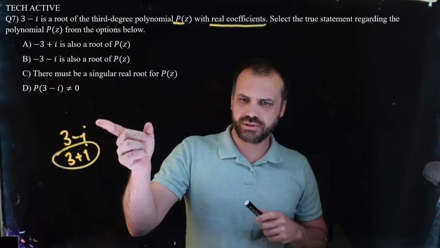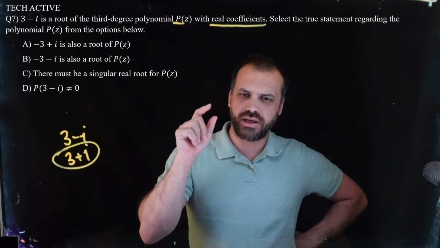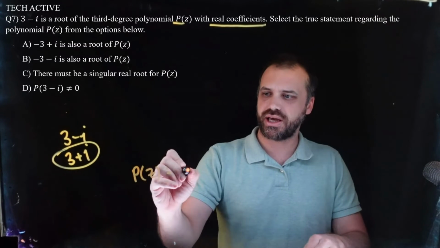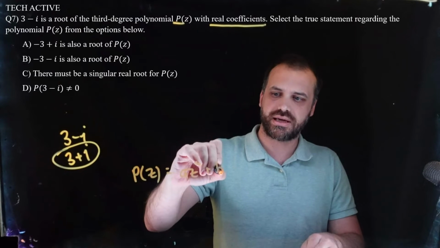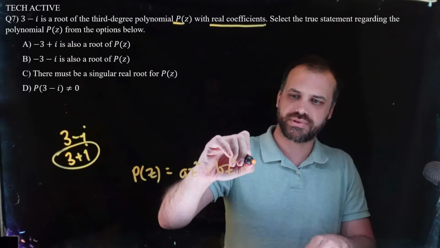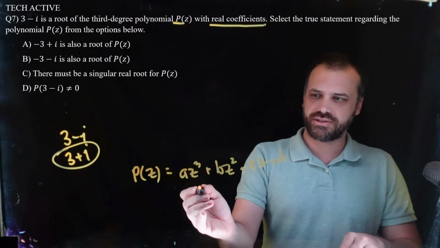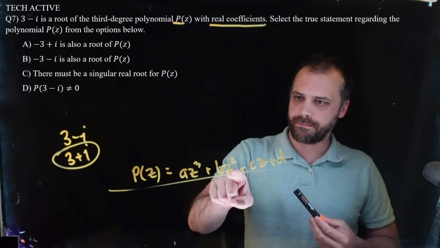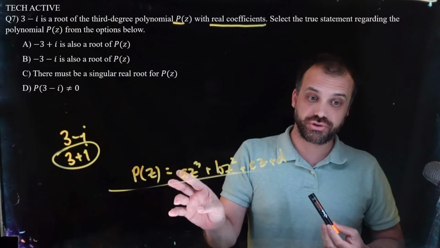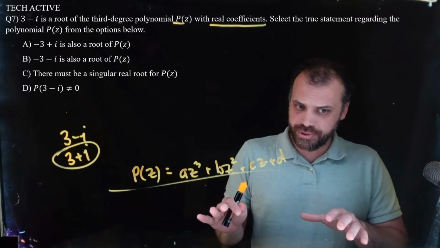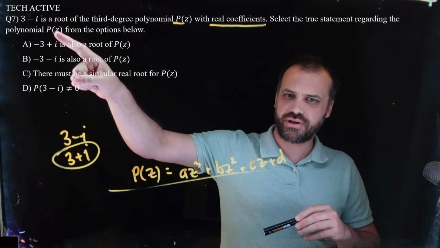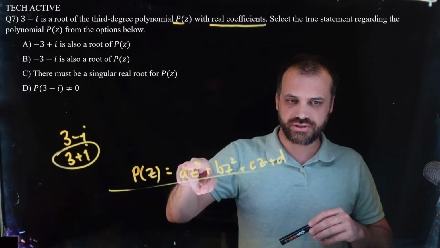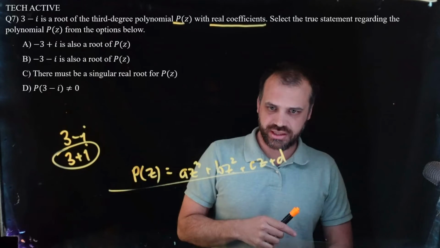Okay, let's look at option D first. They're saying that there's some polynomial P(z), it's a cubic, right? So it's like az cubed plus something z squared plus something else z plus something else. They're saying that if we sub 3 minus i in for z, our answer is not going to be 0. That's the opposite of what it is. If 3 minus i is a root, if we sub that in there, we should get an answer of 0. So D is incorrect. So the answer is C.